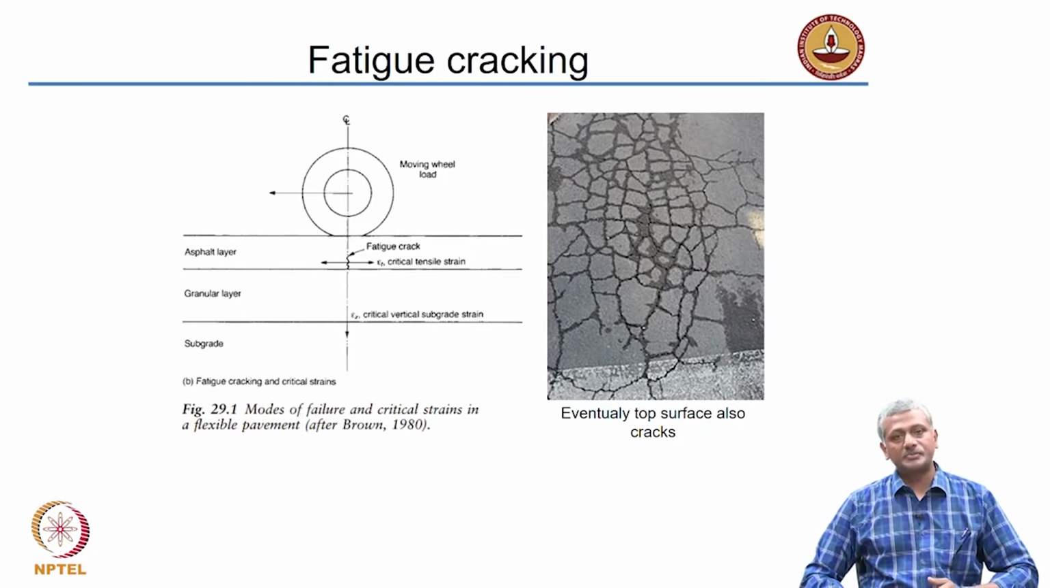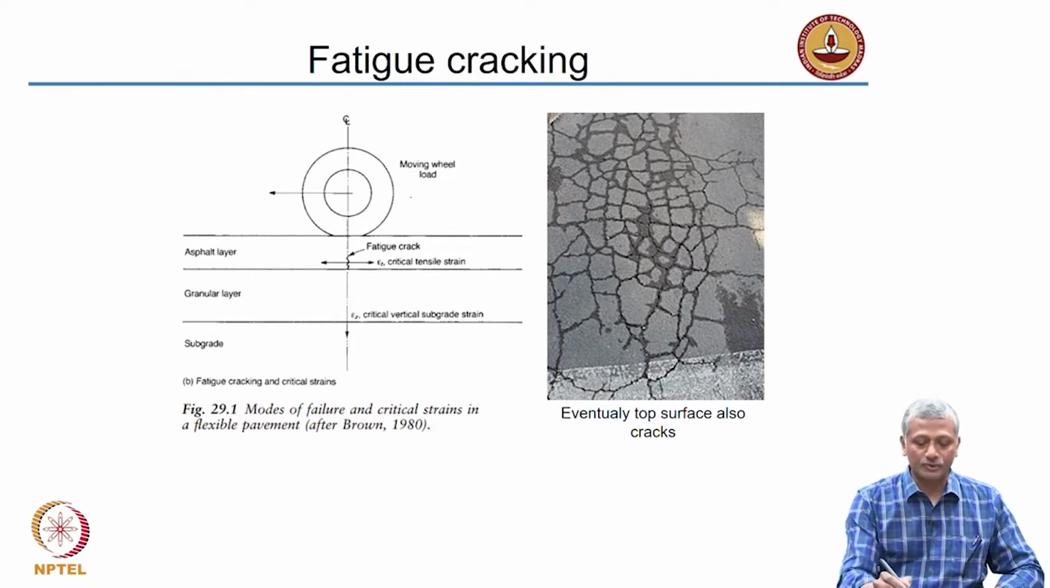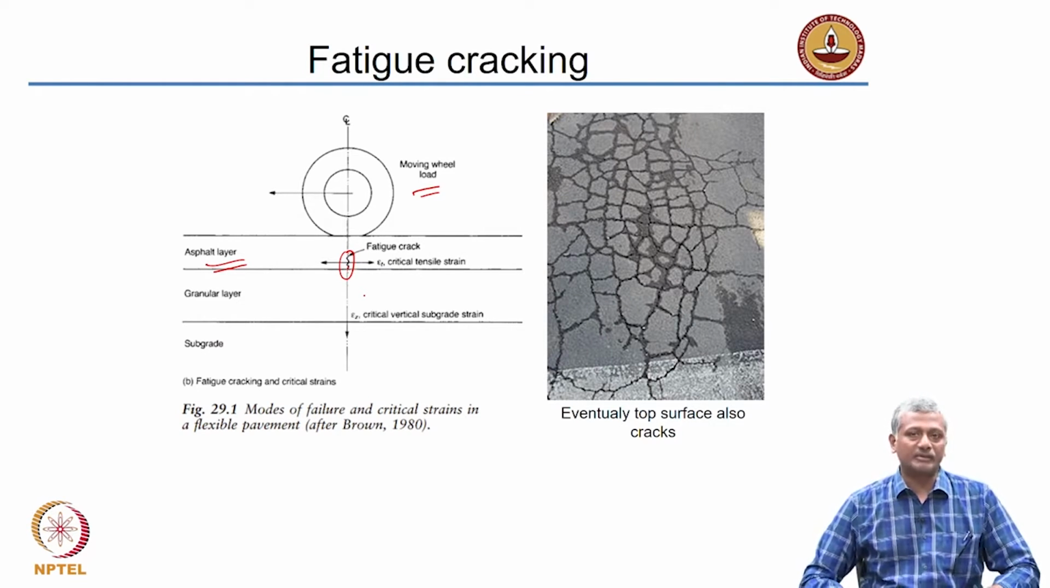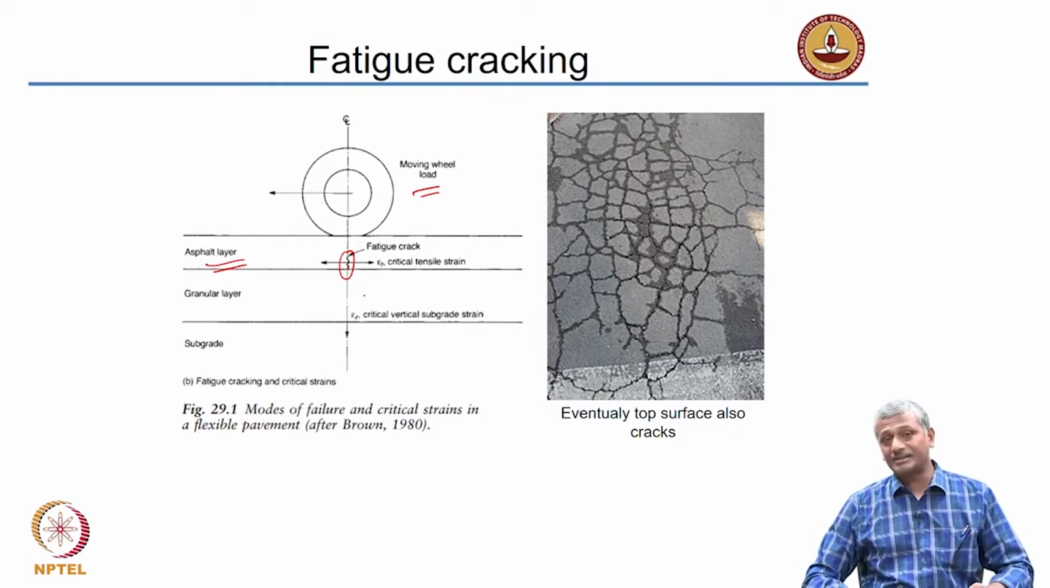Fatigue cracking, as I said, is because of repeated bending of the asphalt concrete under the multiple cycles of load. So, this is the moving wheel load and you can clearly see this is the asphalt layer, and since the layer is going to bend like this, the crack is going to initiate at the bottom, right, and that is what you are seeing here. The crack initiates at the bottom and then proceeds all the way to the top. That is a fatigue crack, and that happens whenever the critical tensile strain capacity of the asphalt concrete layer gets exceeded. Okay.